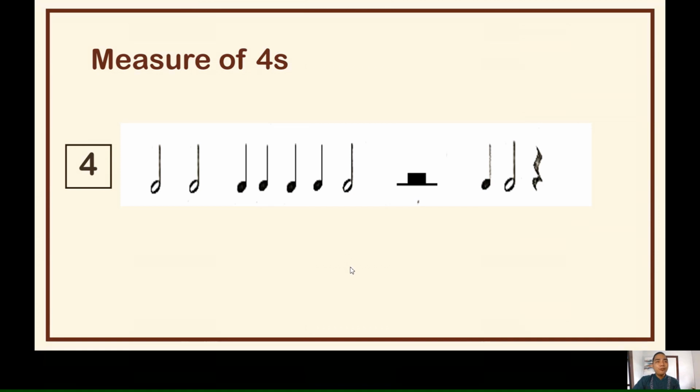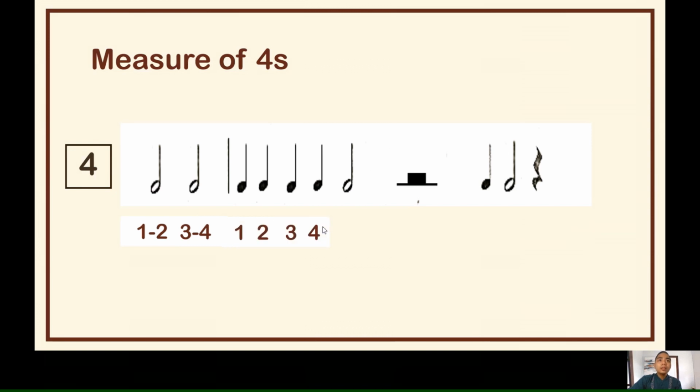Let's go to the next measure, measure of fours. So here we need 4 beats in each measure. Let's start counting with the first note, and the first note is a half note. So 1 2, another half note, then continuing with the counting, 3 4. We already have 4 beats, so we put a bar line.